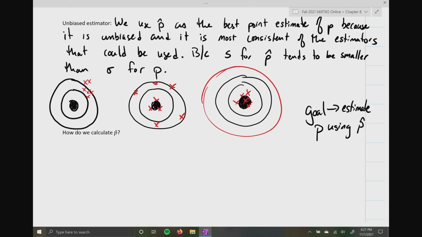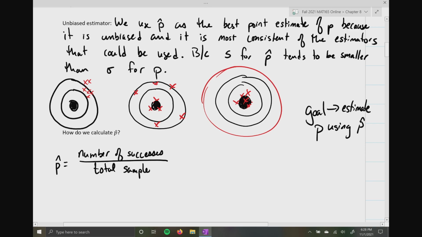So P hat is going to equal the number of successes over the total sample. All right? Now, we learned that back in Chapter 7, okay?